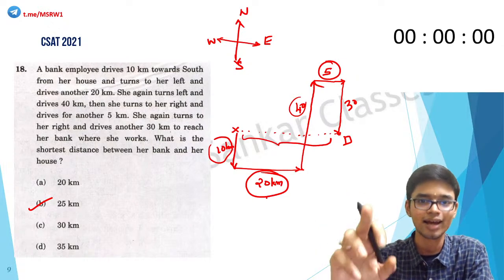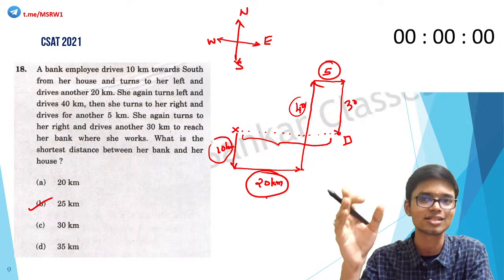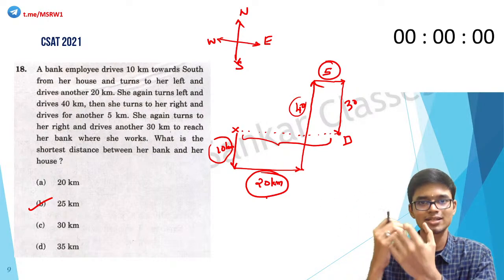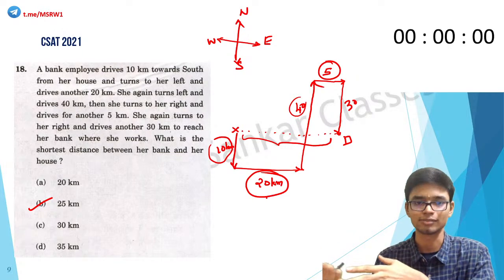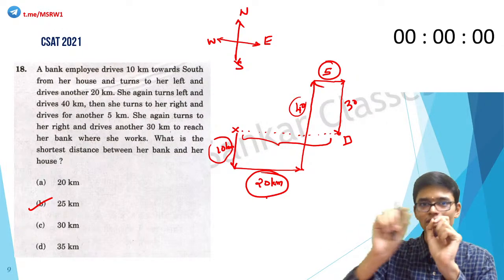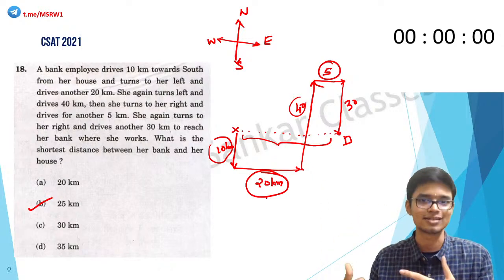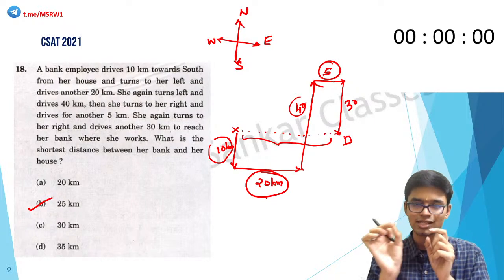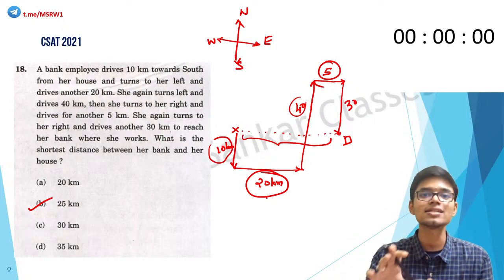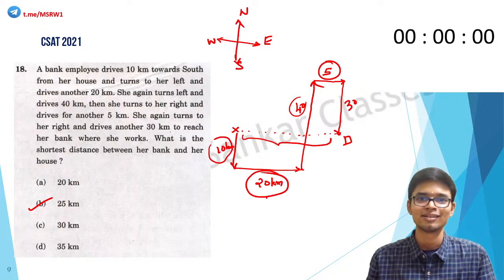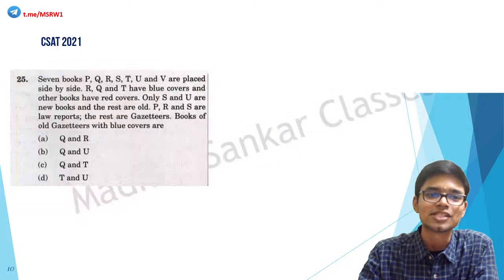When you draw these lines indicating the direction and the distance she traveled, make them as proportional as possible. If you draw a small line for 100 kilometers and a large line for 50 kilometers, then it won't make any sense, and you will end up getting confused. But if you draw these lines proportionally, it will be very, very easy for you to solve. Just like this. Next question.